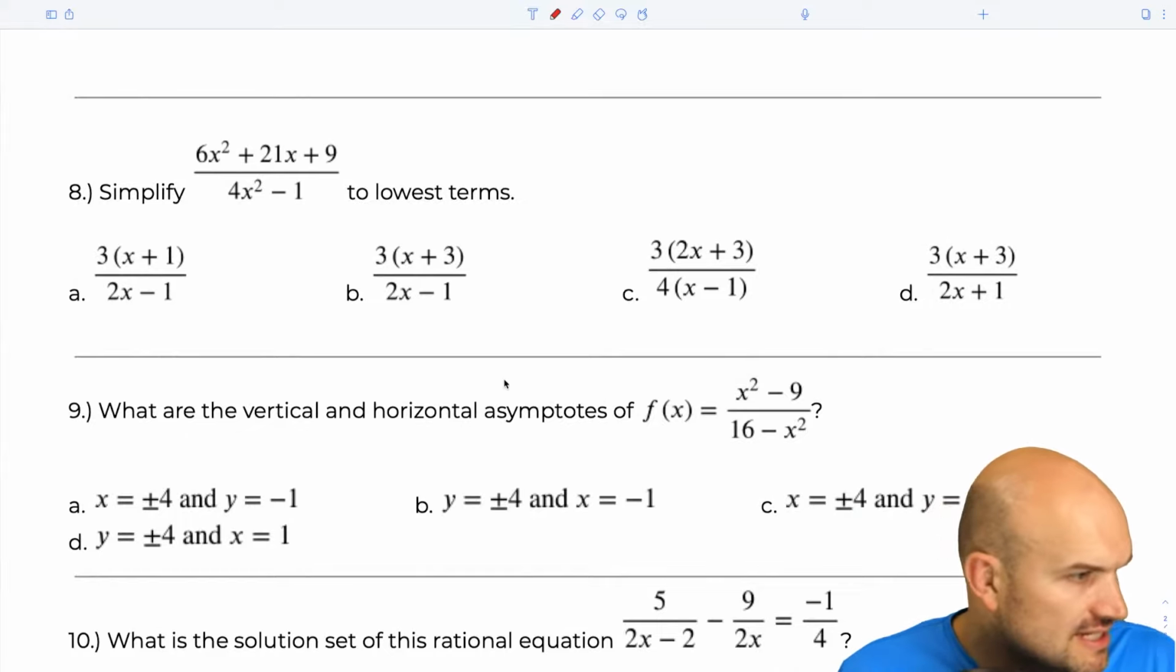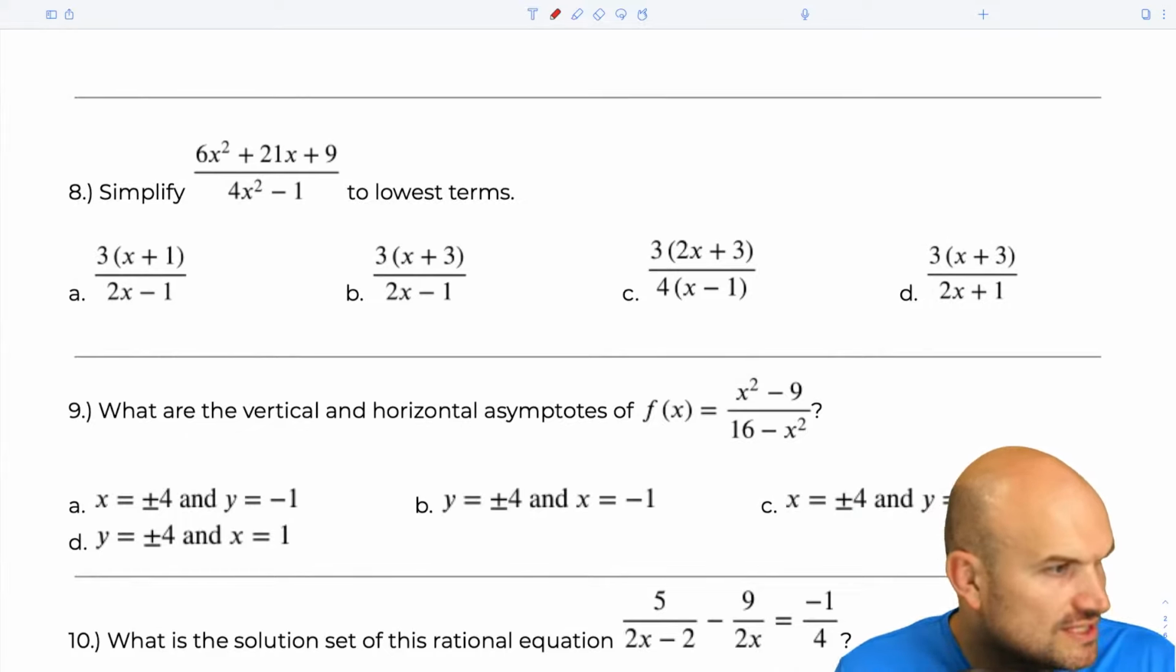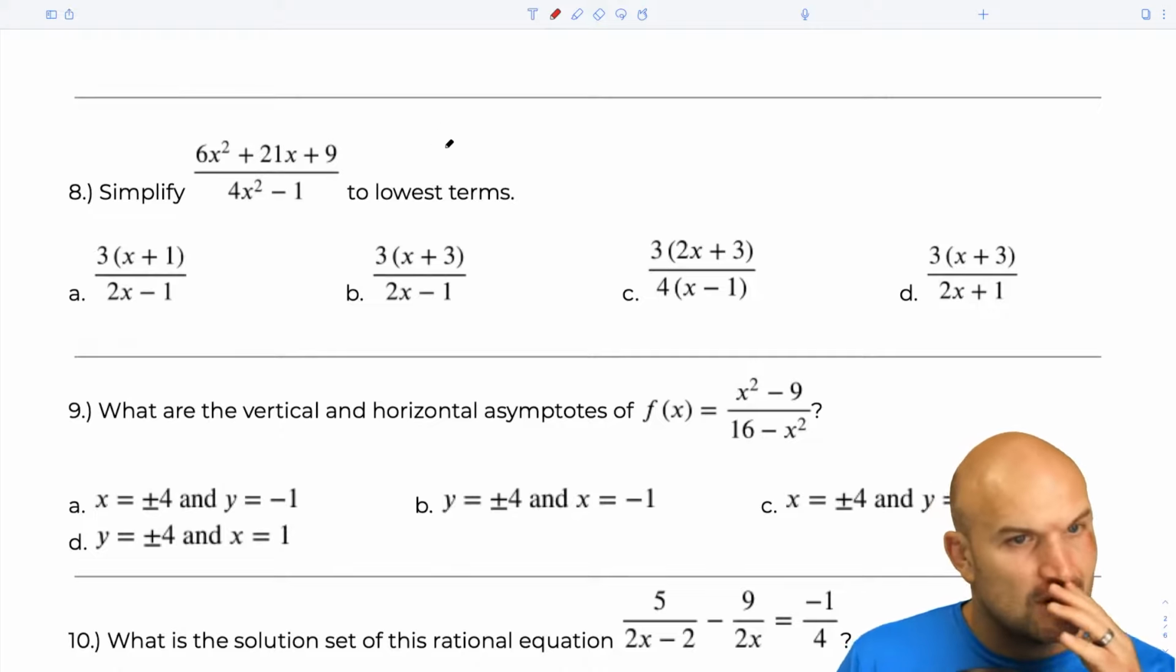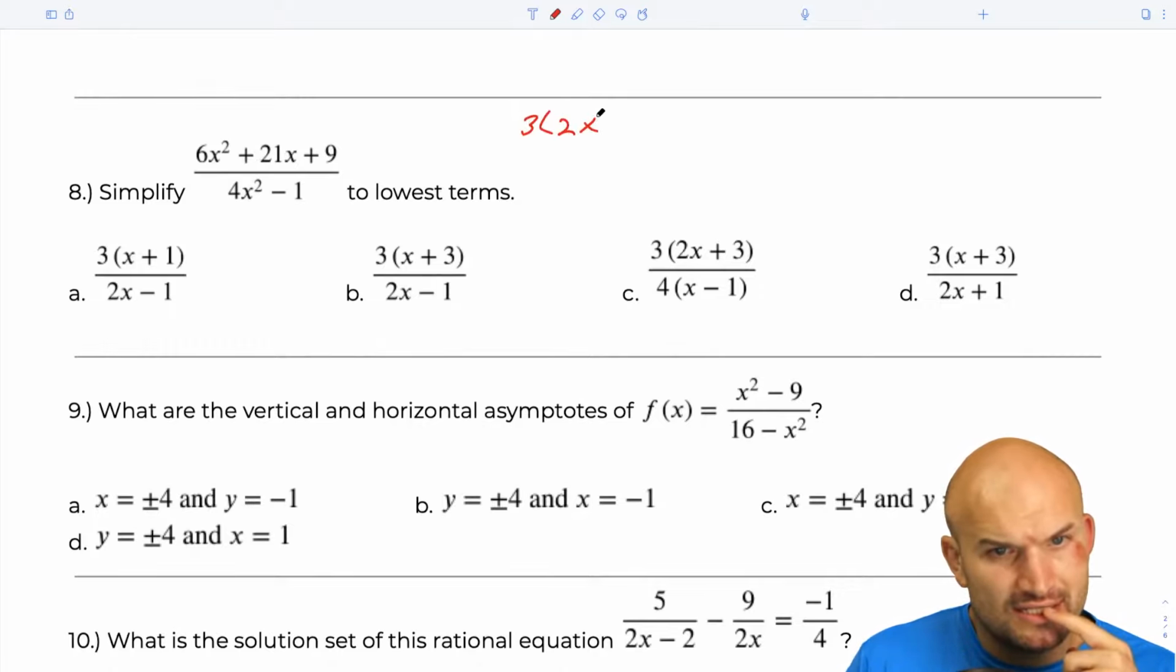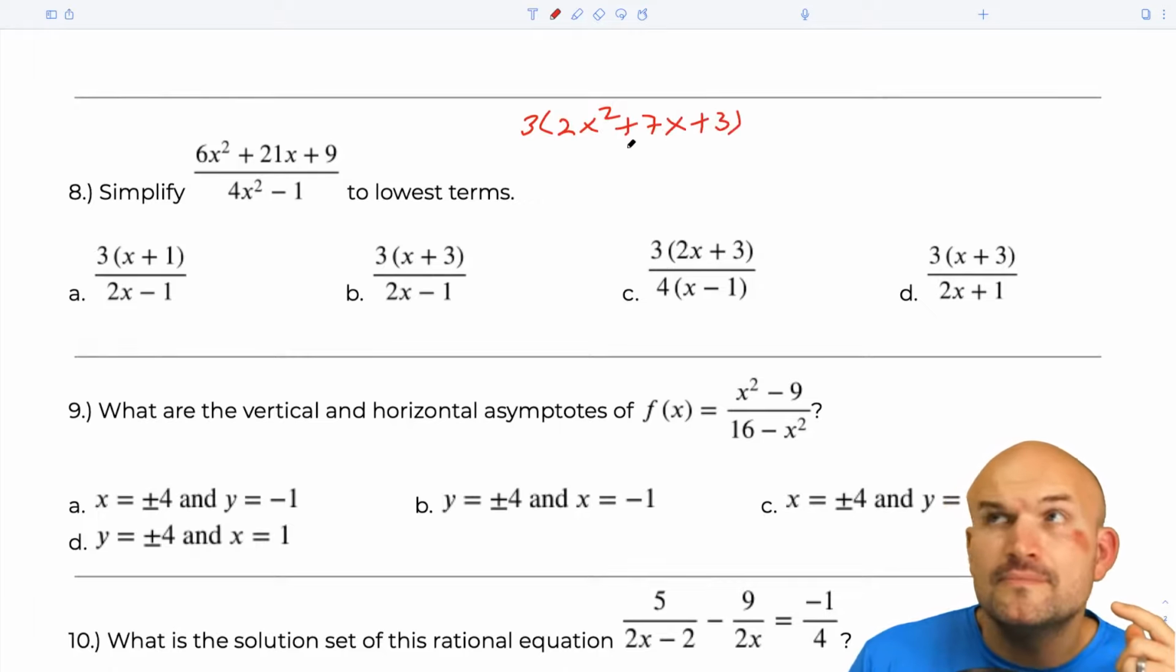Next one is simplify to our lowest terms. Let me move that up. Okay, so in this one, looks like we can factor some things out, right? We can factor out a 3 in the top. So if I factor out a 3, I get a 2x squared plus 7x plus 3.